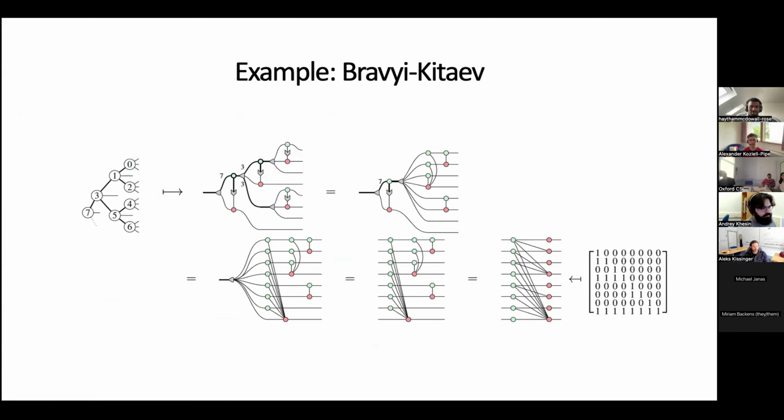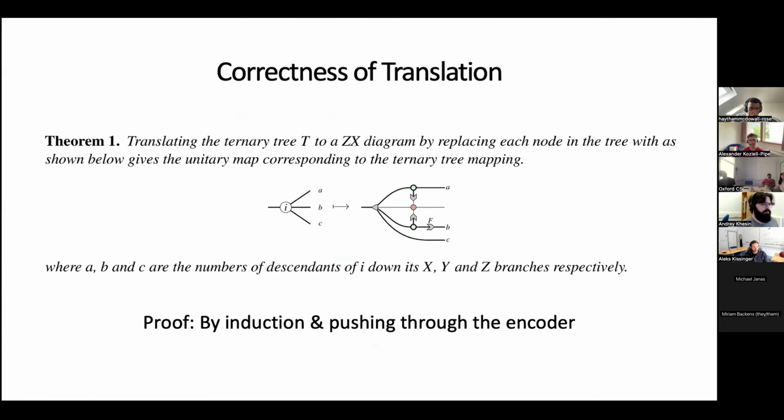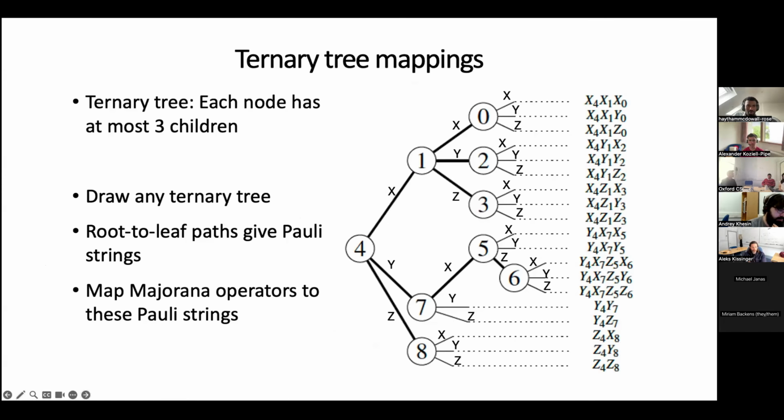But let's talk a bit about the proof. The main theorem of this paper is that this translation of a ternary tree to a scalable ZX diagram is in fact correct. The way that we prove this is by induction. You can induct on the height of the tree, essentially because the way we got these Pauli strings is by traversing the tree from the root node.